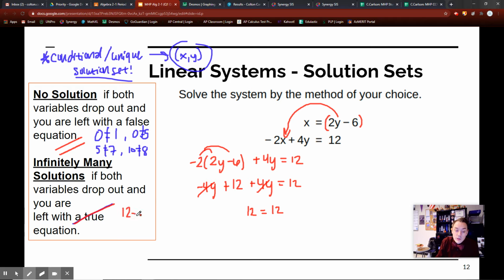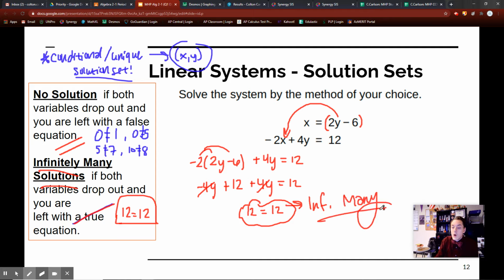So 12 equals 12 is an example of what's called an infinitely many solution set. Okay? I'm just going to abbreviate it, infinitely many. Now, why is it infinitely many? Let's go to Desmos to find out.